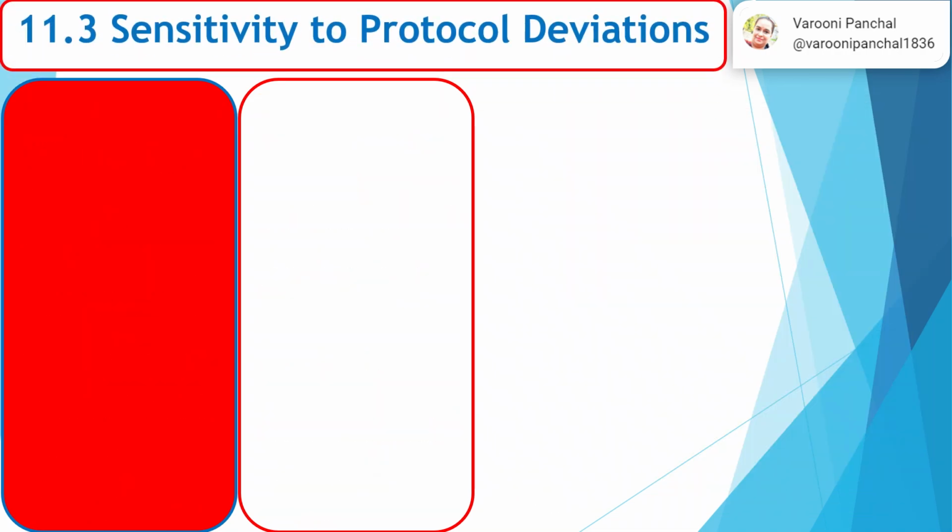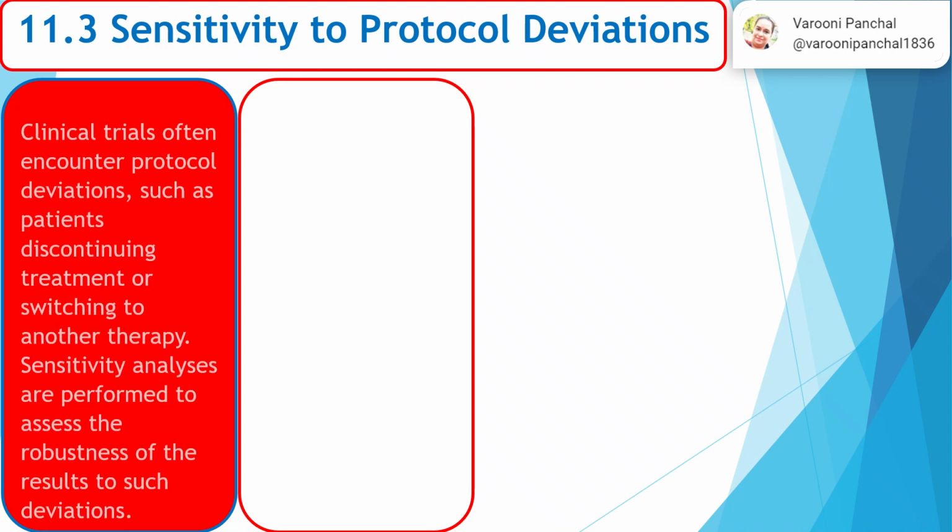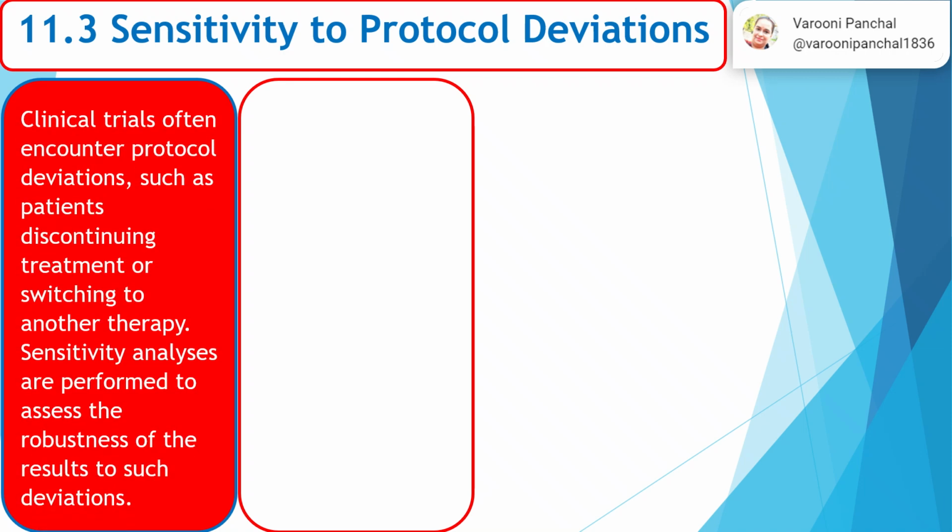Number 11.3. Sensitivity to protocol deviations. Clinical trials often encounter protocol deviations, such as patients discontinuing treatment or switching to another therapy. Sensitivity analyses are performed to assess the robustness of the results to such deviations, per protocol analysis.